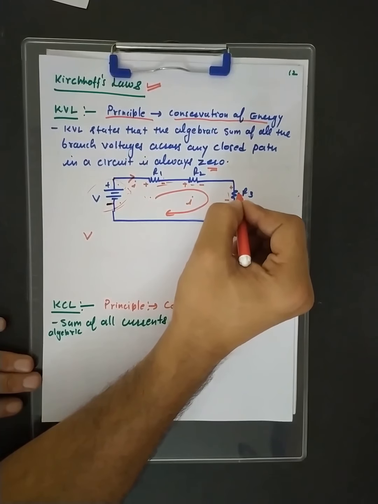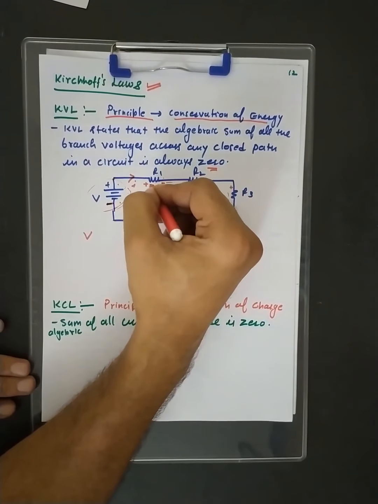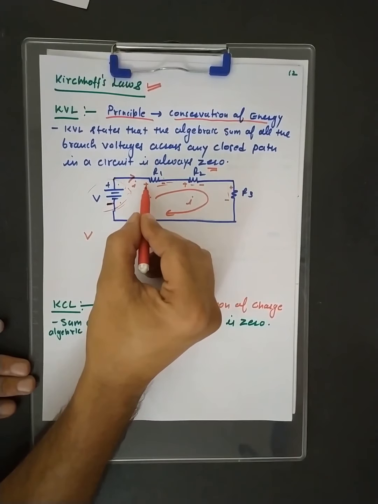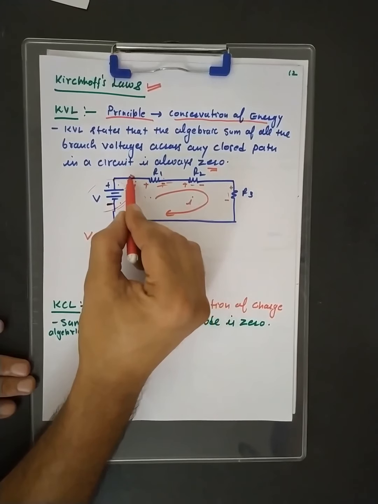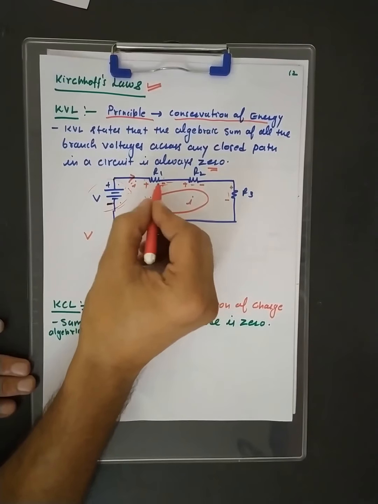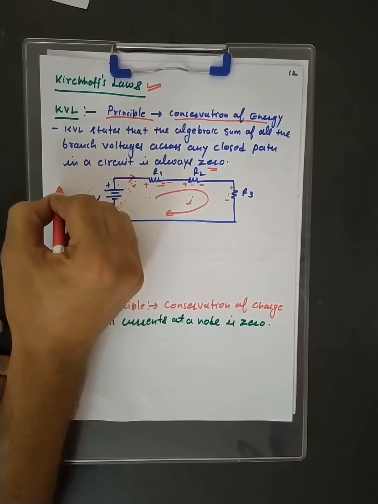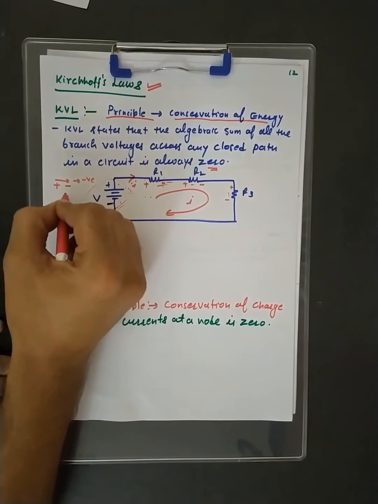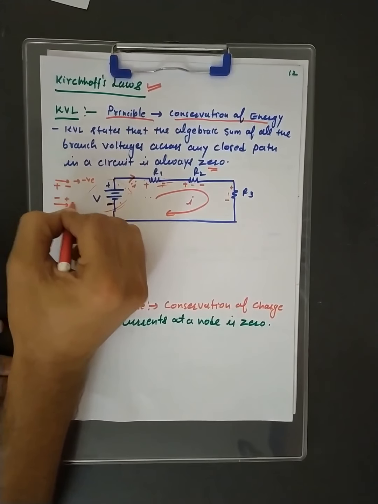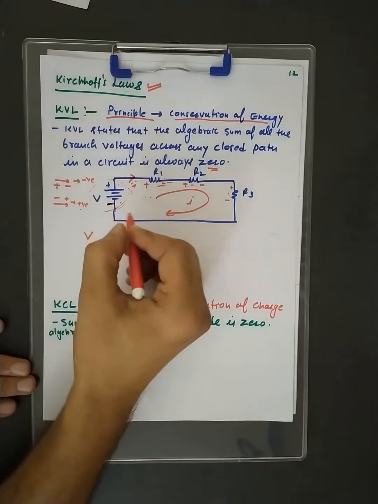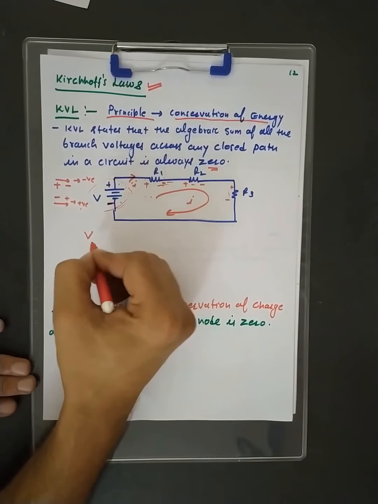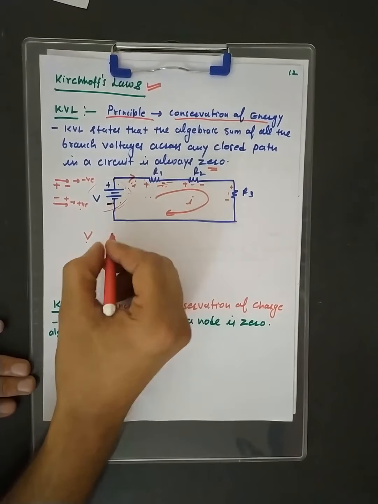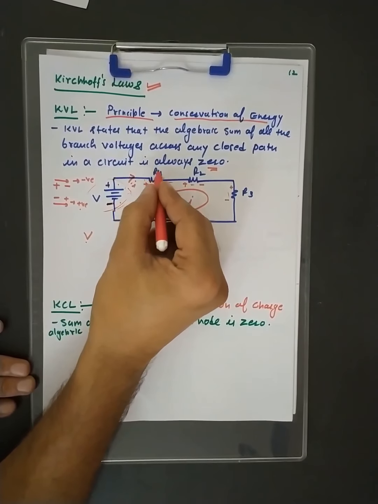Whenever there are power absorbing elements, the direction of current will be incoming at the positive terminal of those elements. That's why we take positive here and negative here. So current is entering from this terminal. Now when you are moving from positive to negative, clear? The sign will be negative. When you are moving from negative to positive, the sign will be positive. So we have moved from negative to positive here, so voltage is positive. Now we are moving from positive to negative here.